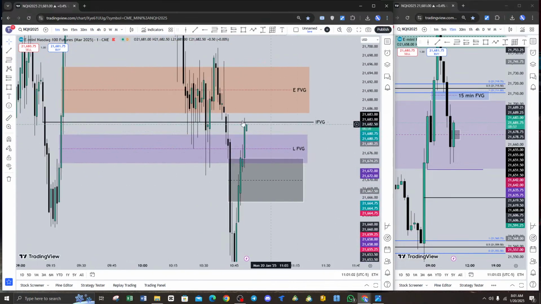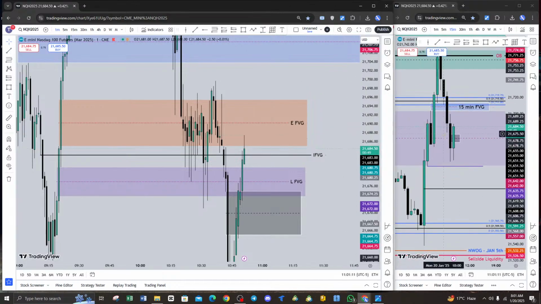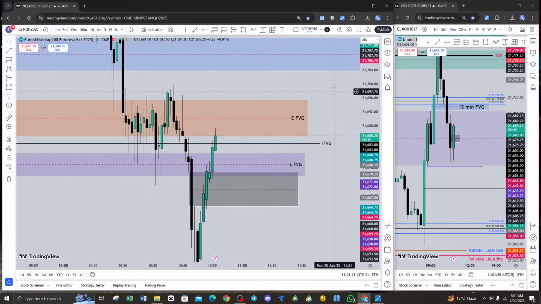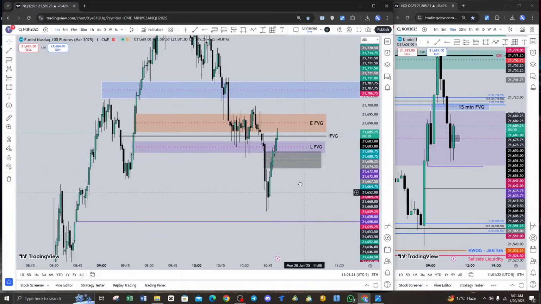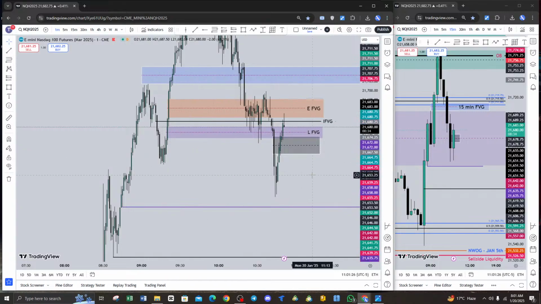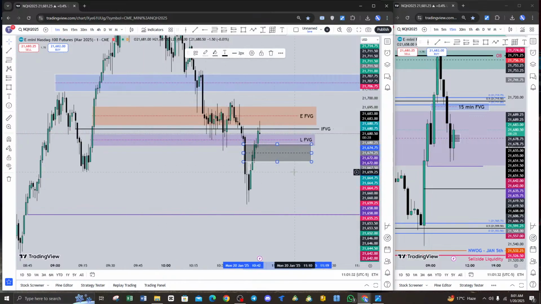As we can see, the market simply tapped into this inversion fair value gap. We have to wait 58 more minutes to see if this candle will close above this 50%, then we can go for a buy. Let's see what happens. As we can see, the market simply took these sell side liquidities over here, and this is the last fair value gap which has taken these sell side liquidities.